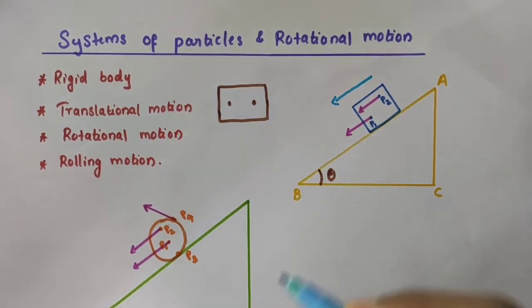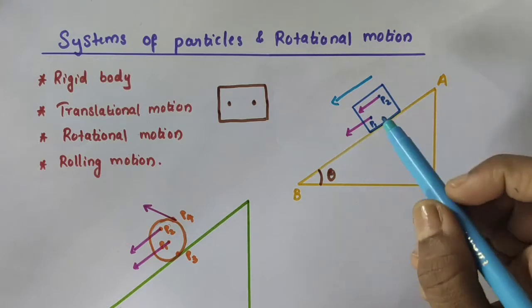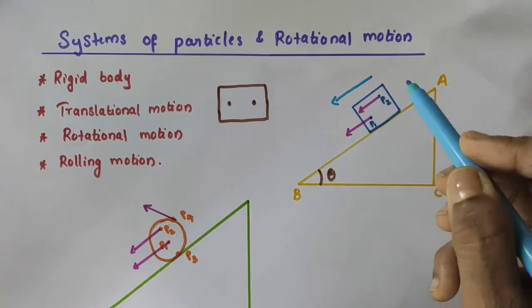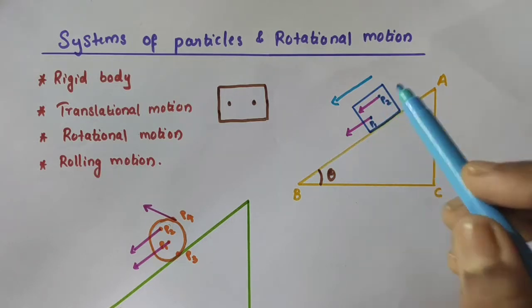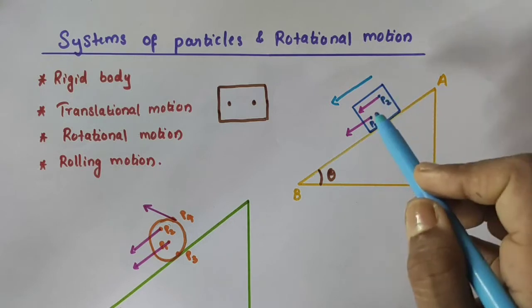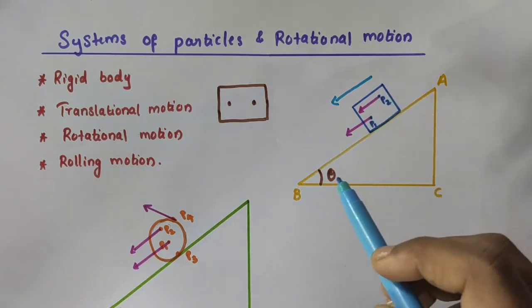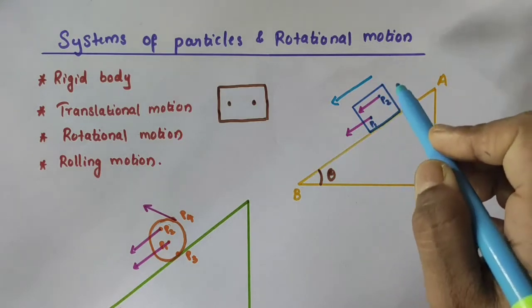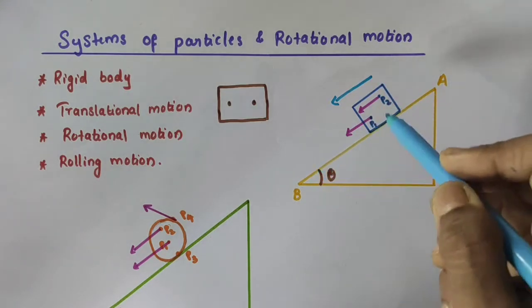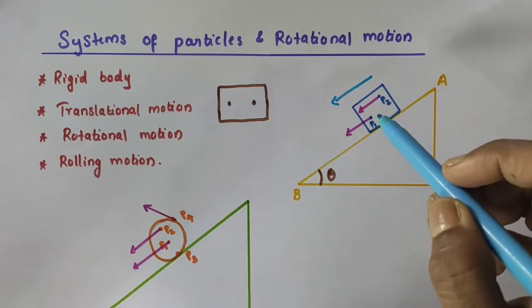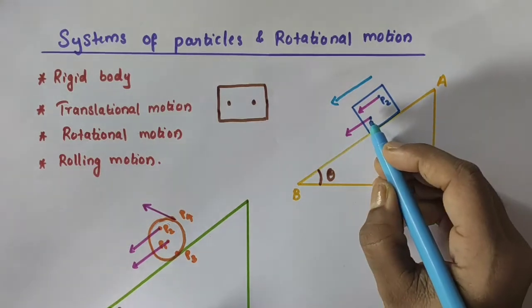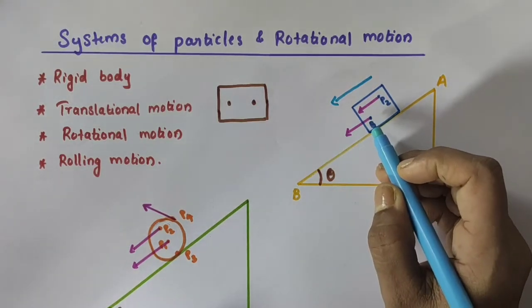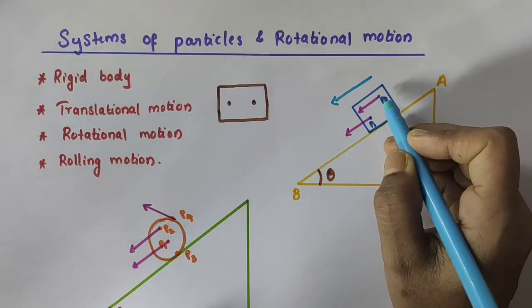Now, when it is moving down the plane, all the particles of the block will move together. That means we can consider many particles on this rigid body. All the particles have the same velocity at any instant of time in such a case. This body is in pure translational motion. A particle is represented as a point mass. It has practically no size. So, consider one particle P1 here and another one P2 here.